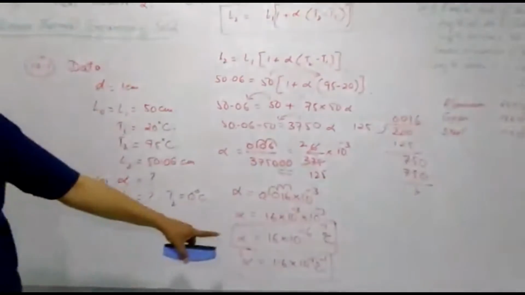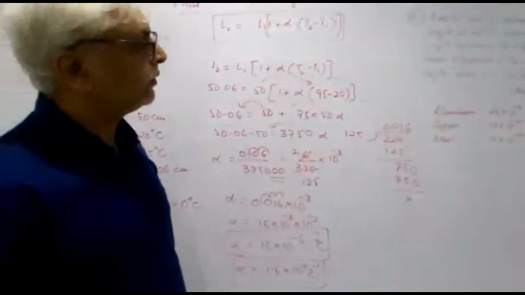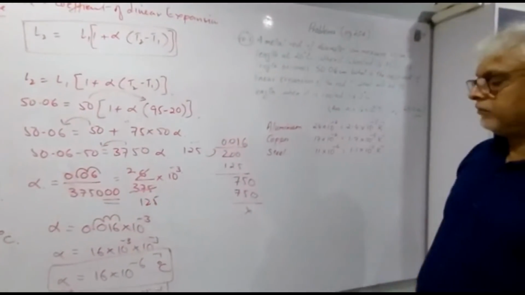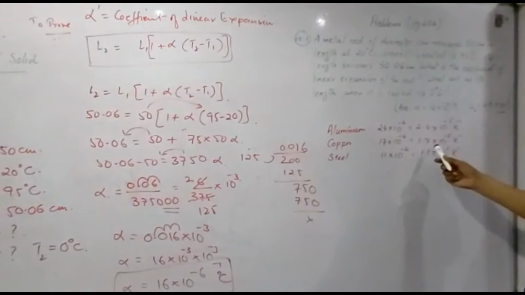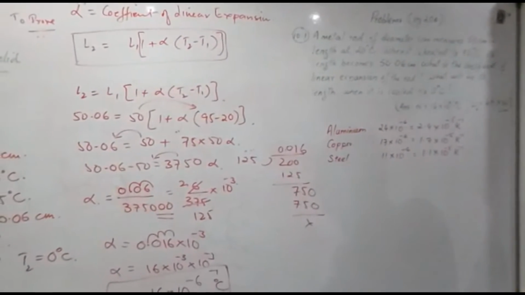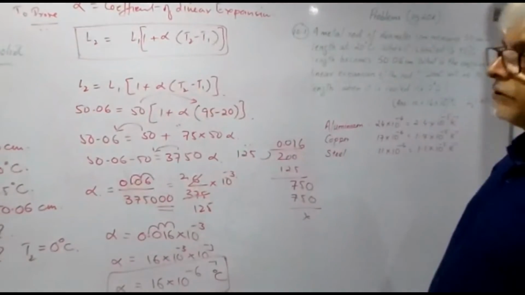So this is the coefficient of linear expansion of that metallic rod. If you compare it to the ones which I have given over here, its rate of expansion will be less than that of aluminum, copper, but it will be more as compared to steel. Whatever the metal rod is. Now let's move on to the second part of this question.